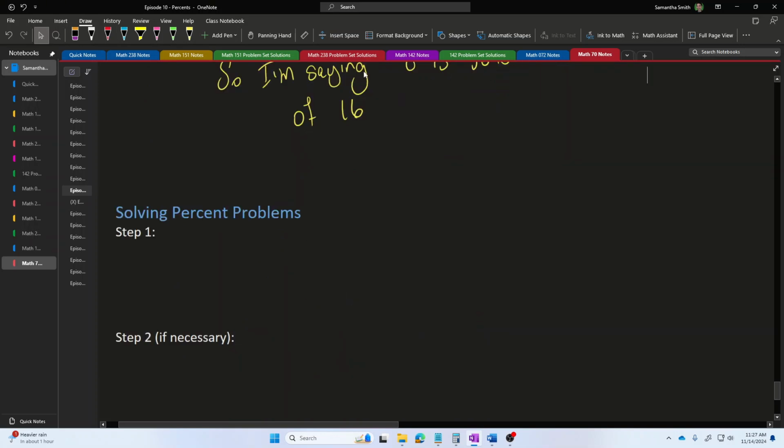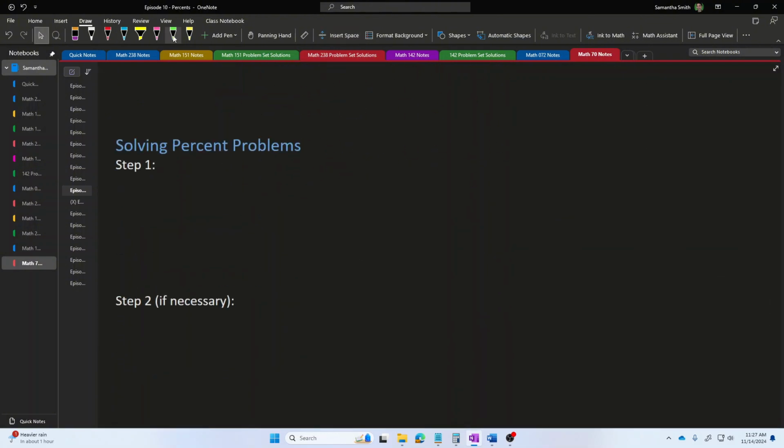Let's summarize the process that we just did for solving percent problems. I would translate the question into symbols, one word at a time.